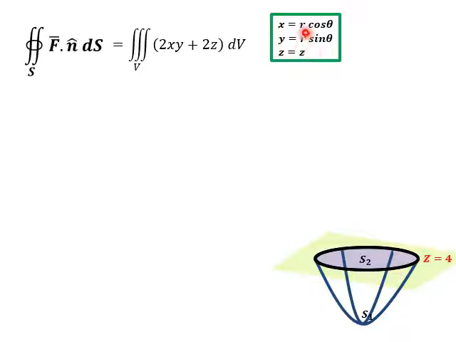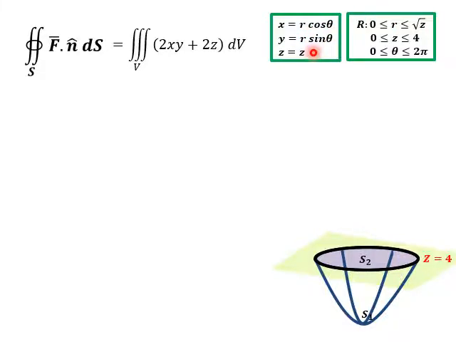To fix the bounds for r, theta and z, we have to check the relationship between the radius and the height for the surface of the paraboloid. For the surface of the paraboloid, radius is equal to square root of height. So the radial distance r varies from 0 to root z. The height z varies from 0 to 4, the given height of the paraboloid. Angle theta varies from 0 to 2 pi.